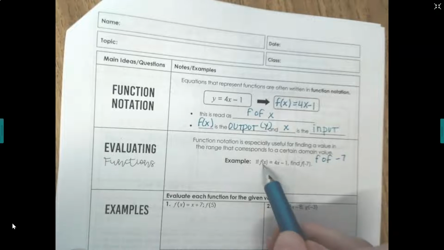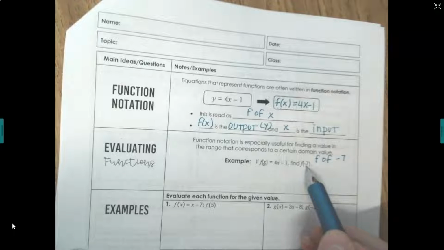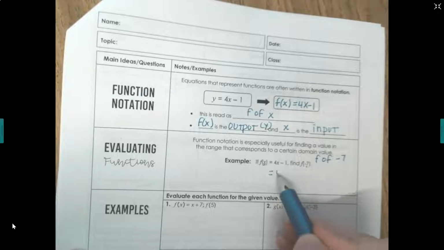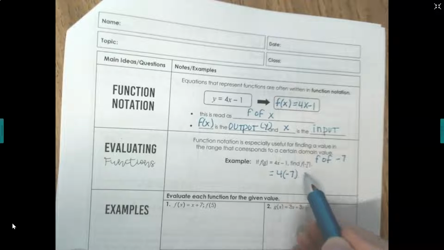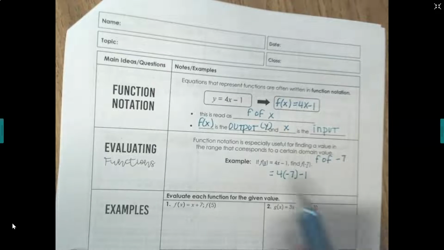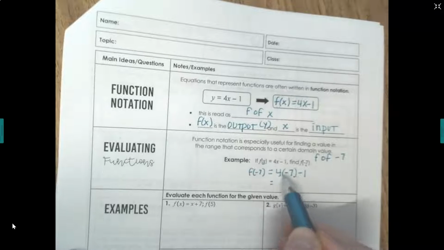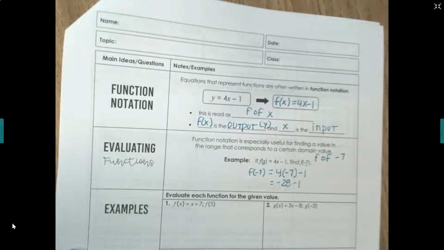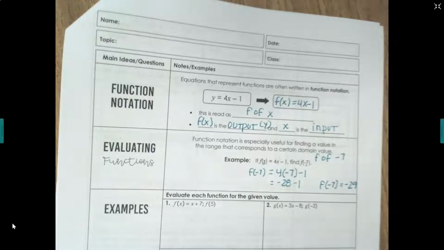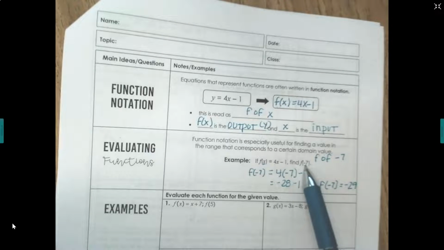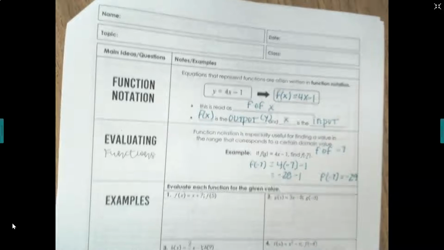Do you see how there's an x there and now there's a negative 7? That says wherever there's an x, plug in negative 7. And then we're just going to solve it out. So we're wanting to know what f of negative 7 equals. So 4 times negative 7 is negative 28, minus 1 more. So f of negative 7 equals negative 29. So if there's a number in the x spot, that says plug that in for x. So let's try this.